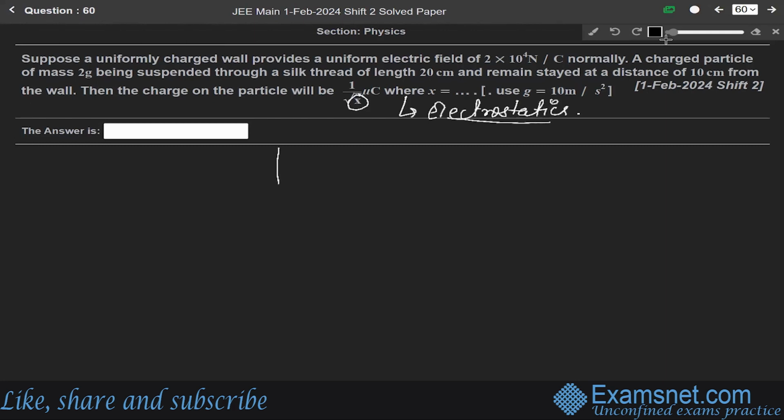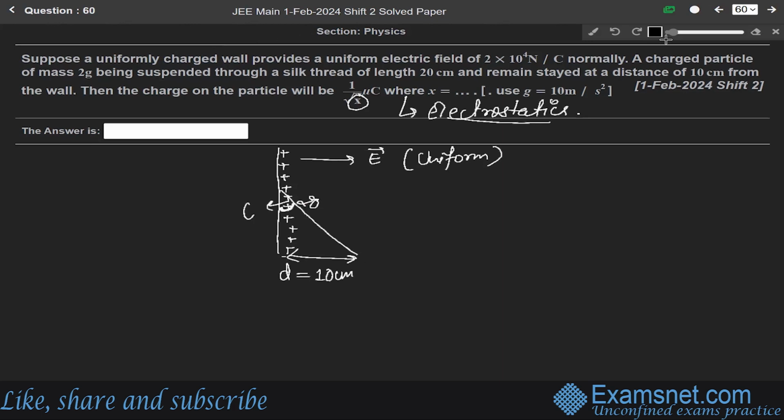Now, in the question, we are given that we have a uniform electric field. Let us say the electric field is in this direction, uniform one. And a charged particle of mass 2 gram being suspended through a silk thread of length 20 centimeter. Let us say this length is 20 centimeter. It stays at a distance of 10 centimeters. So this distance D is given as 10 centimeter. Let us say this angle is theta.